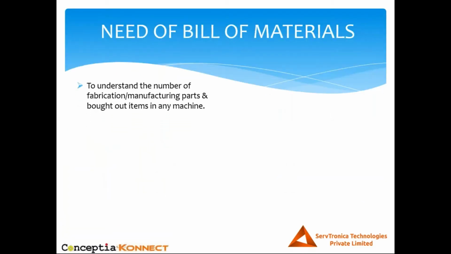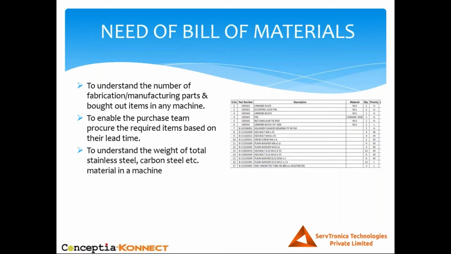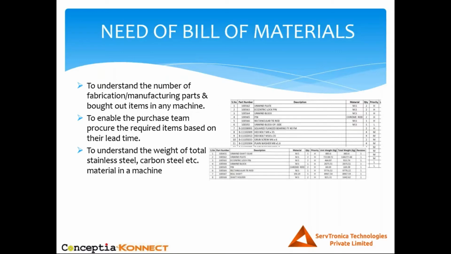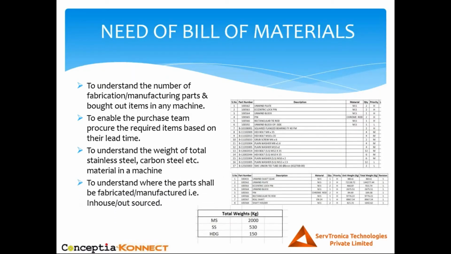We create a bill of material to understand the number of manufacturing parts, hardware, and BOP. We need to identify the purchase items. We need to understand the different grades of material being used in a machine and their respective weight. We need to know which items are to be manufactured outside, outsourced, or made in-house. So a bill of material becomes a very critical item for manufacturing, production, and planning activities. Without a bill of material, it becomes really difficult to handle regular production activity.